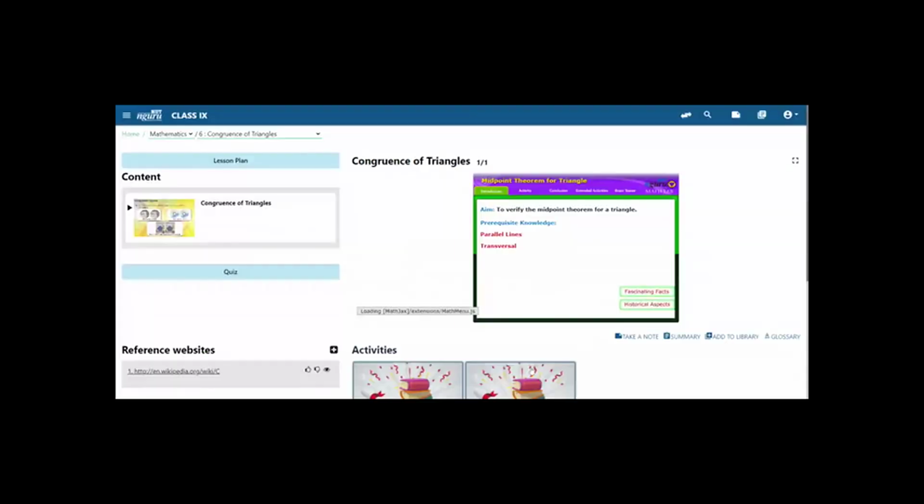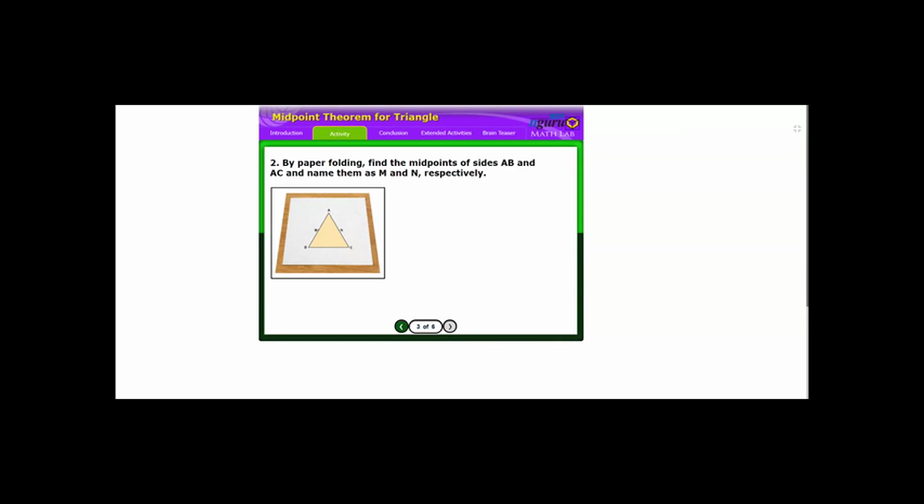Very good. Do you know midpoint theorem? Yes, ma'am. So let us see this activity for midpoint theorem. You need colored sheet of paper, scissors, gum bottle, and geometry box. Now what is the first step? Take one triangle, draw one triangle and cut that triangle from the sheet of paper. By paper folding, find the midpoints of sides AB and AC and name them as M and N.